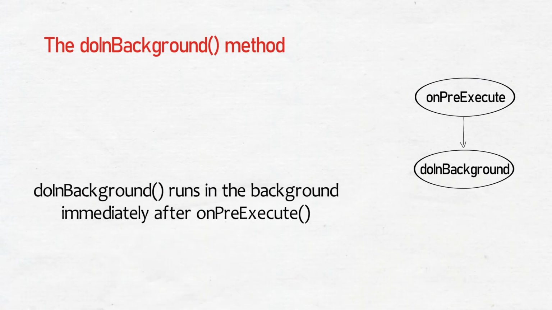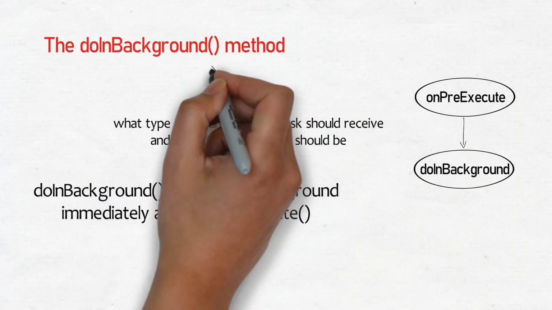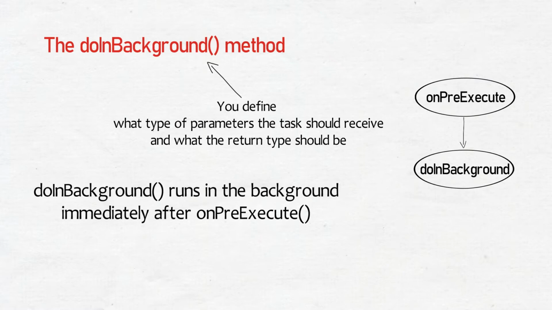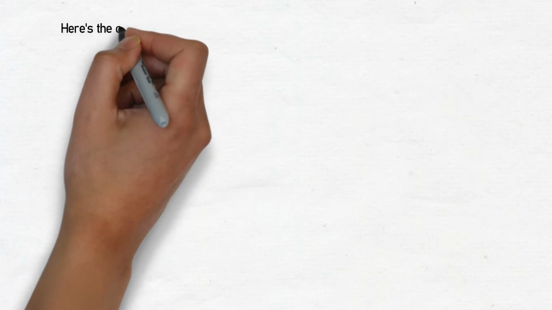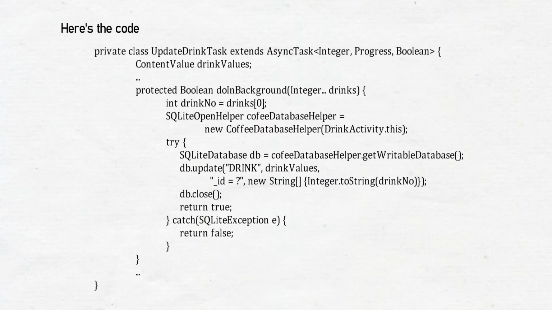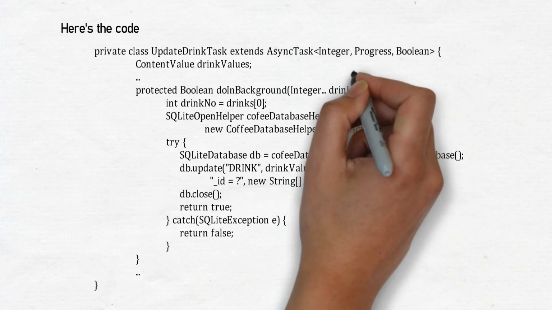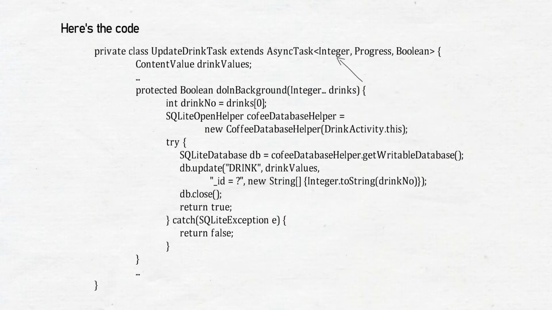The doInBackground method runs in the background immediately after onPreExecute. You define what type of parameters the task should receive and what the return type should be. For example, you change this to integer to match the parameter of the doInBackground method. You change this to boolean to match the return type of the doInBackground method.